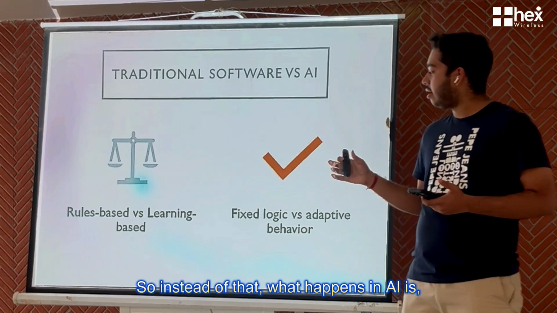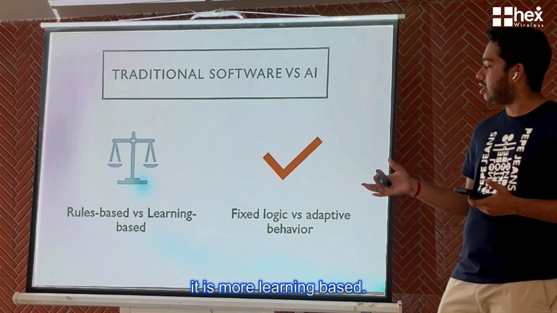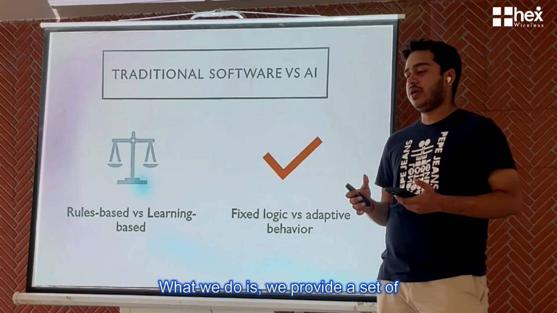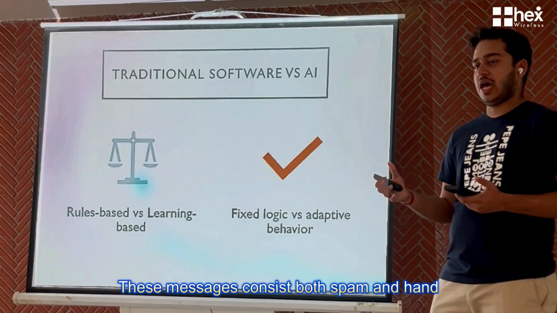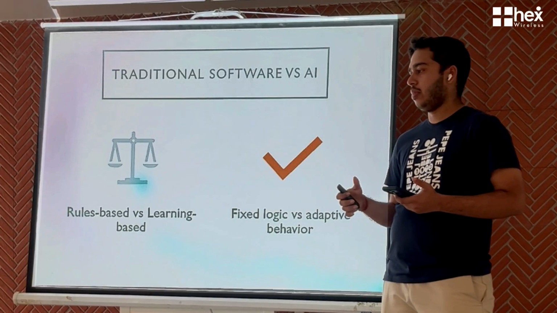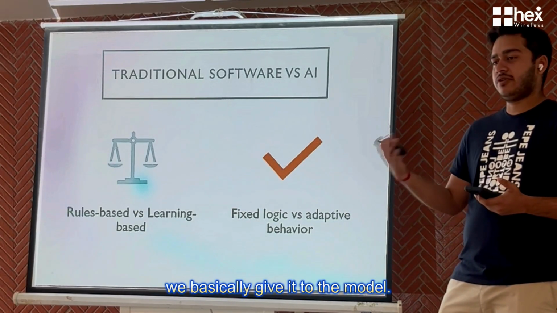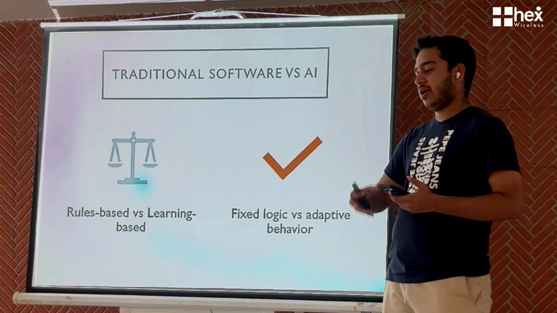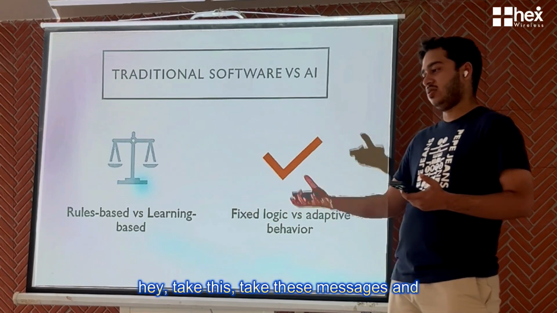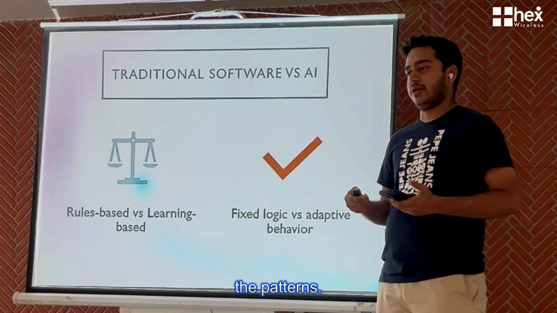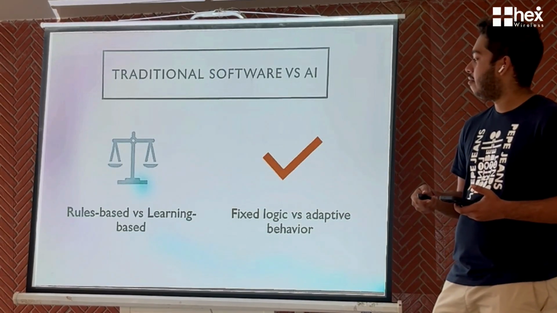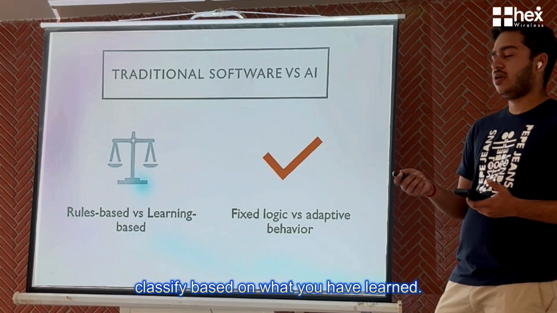So instead of that, what happens in AI is it is more learning based. What we do is we provide a set of messages. These messages consist of both spam and ham messages, ham meaning not spam. And we basically give it to the model. We are like, hey, take these messages and try to understand the patterns, try to draw the patterns, right? And whenever you get a new message, try to classify it based on what you have learned.